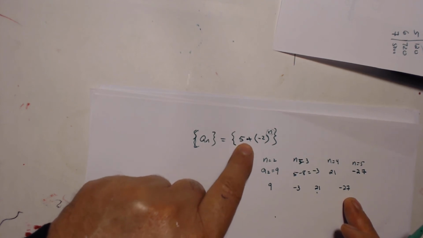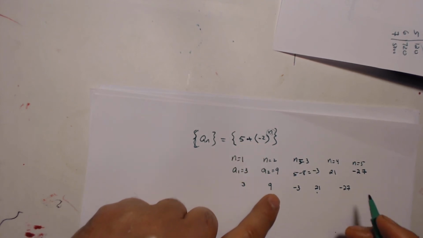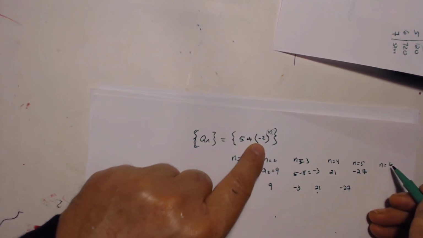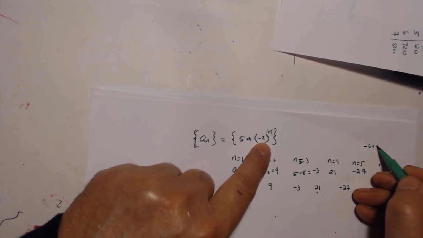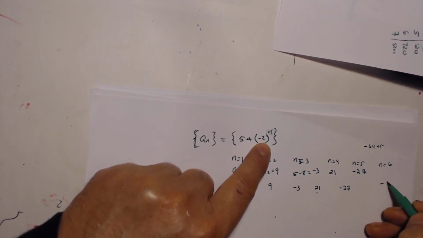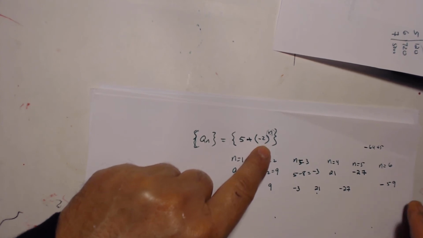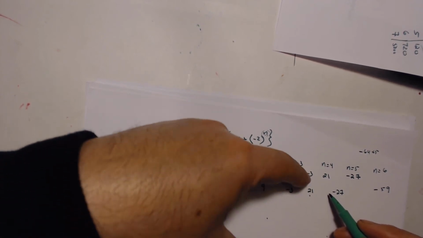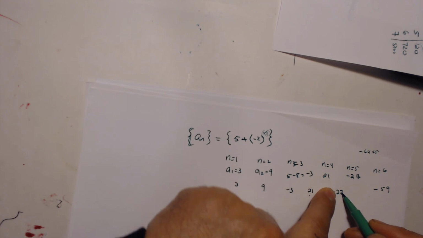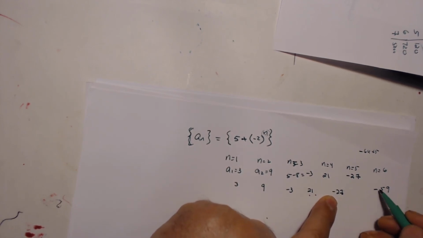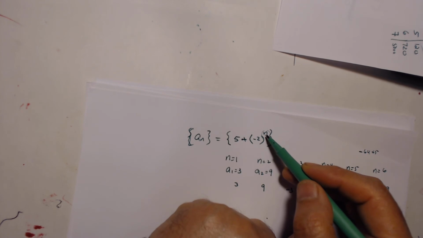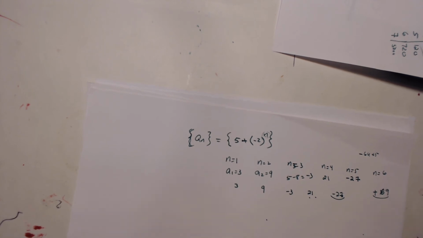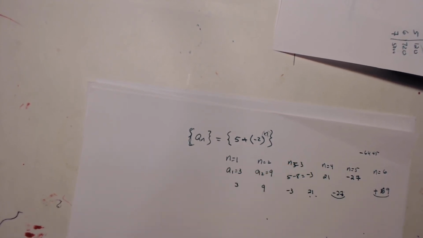Let me do one more. What did I say? That's n of 4 is 21, and then what happens when n is 6? Negative 2 to the power of 6 becomes a negative 64 plus a 5, and that makes it a negative 59. Let me see, what did I do right here? I had 3, 9, negative 3, 21, negative 27, and then this becomes an even number, and negative 2 to the power of 6 is 64, so that's a 69. See, therefore it alternates between a positive and a negative, positive and a negative.